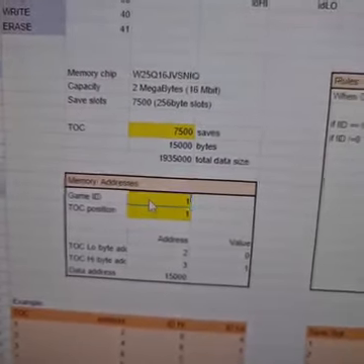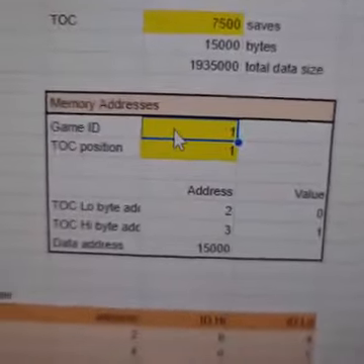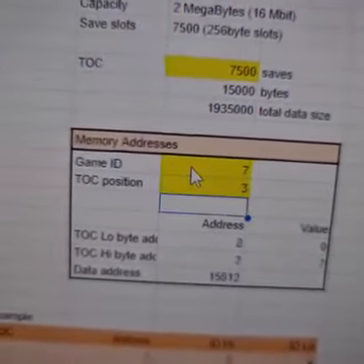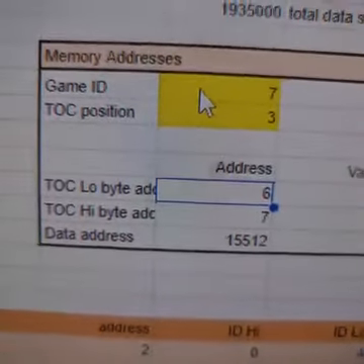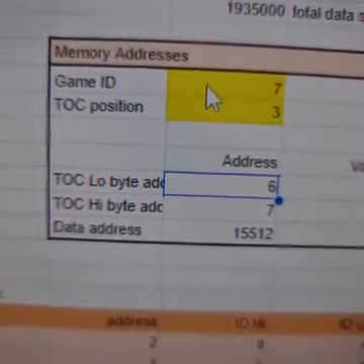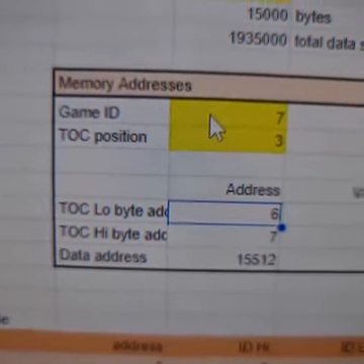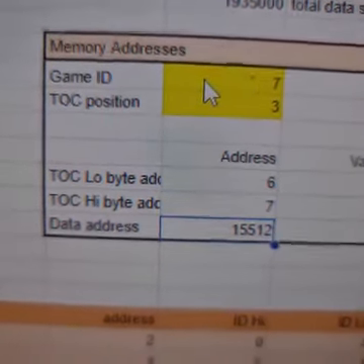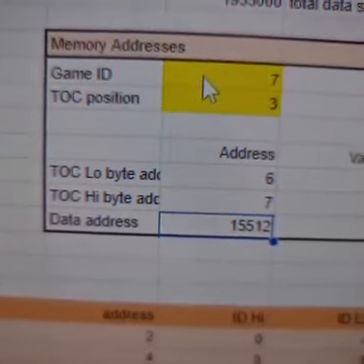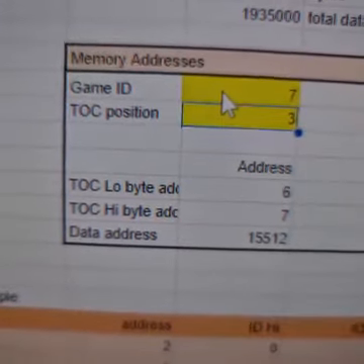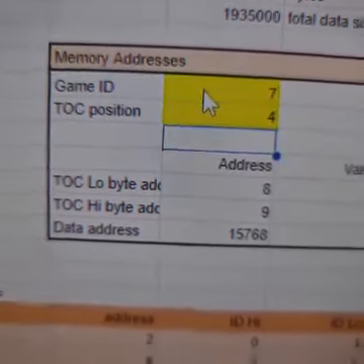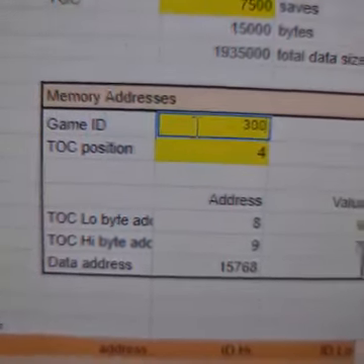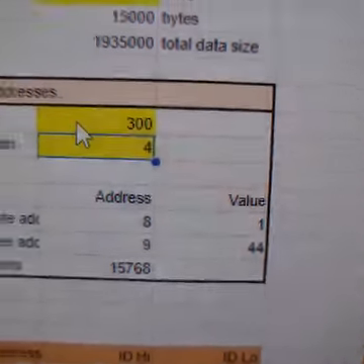So if I have a game and its ID number is, let's say, number 7, and it's in the third position in the table of contents, it needs to have an address, a memory address on a chip. So the game ID will be written in bytes 6 and 7, and its data address will be there. 15,512 will be the beginning. And then if it was in slot 4, it will be there. If it was game ID number 300, it would have different values.